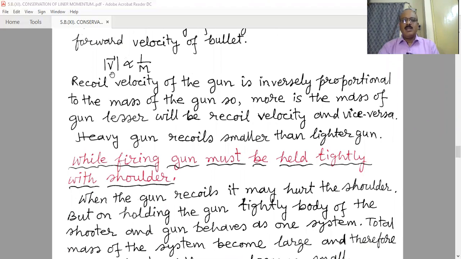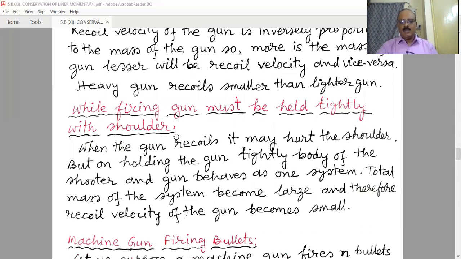The magnitude of V vector is inversely proportional to capital M. Recoil velocity of the gun is inversely proportional to the mass of the gun. So the more the mass of the gun, the lesser the recoil velocity, and vice versa. Heavy guns recoil less than lighter guns. And for that reason, it is often stated that while firing, the gun must be held tightly with the shoulder.